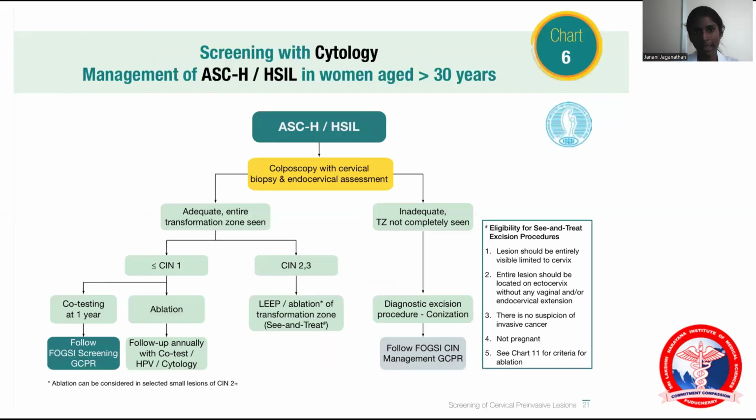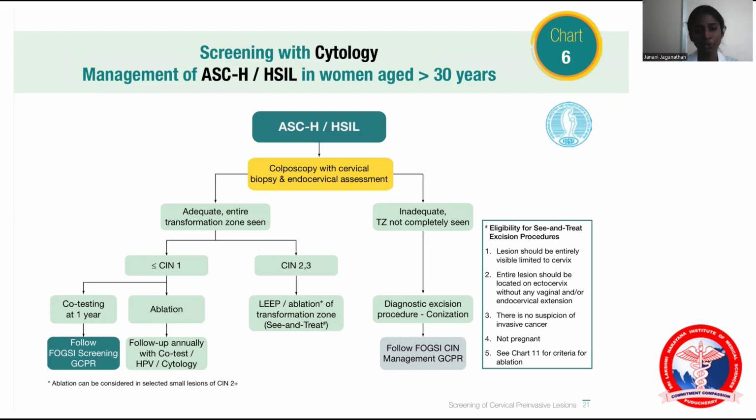So management of ASC-H, atypical squamous cells, cannot exclude high-grade, or high-grade squamous intraepithelial lesion in women aged more than 30 years. Colposcopy with cervical biopsy or endocervical assessment has to be done. Adequate transformation zone is seen, and if it is diagnosed as less than or equal to CIN1, we can go for an ablative procedure, and we have to follow up the patient with co-testing, that is HPV DNA testing plus cytology, at first year and manage according to GCPR guidelines.